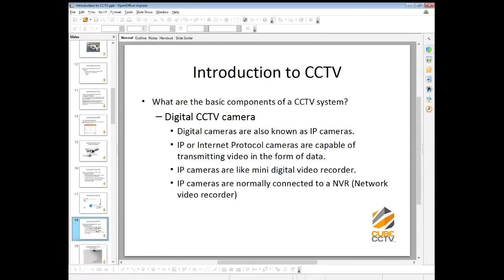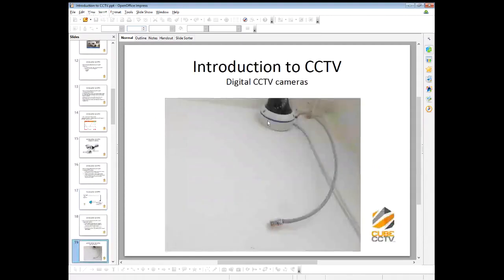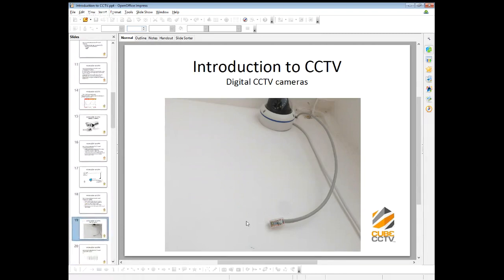So I've got another picture of an IP camera. How do you know it's an IP camera? By looking at a camera, you would never know it's an IP camera. But when you look at the interface of the camera, it tells you it's an IP camera, and you can see that's a Cat5 cable. So when there's a Category 5 cable or any Category 6 cable present, then you know it's an IP camera.